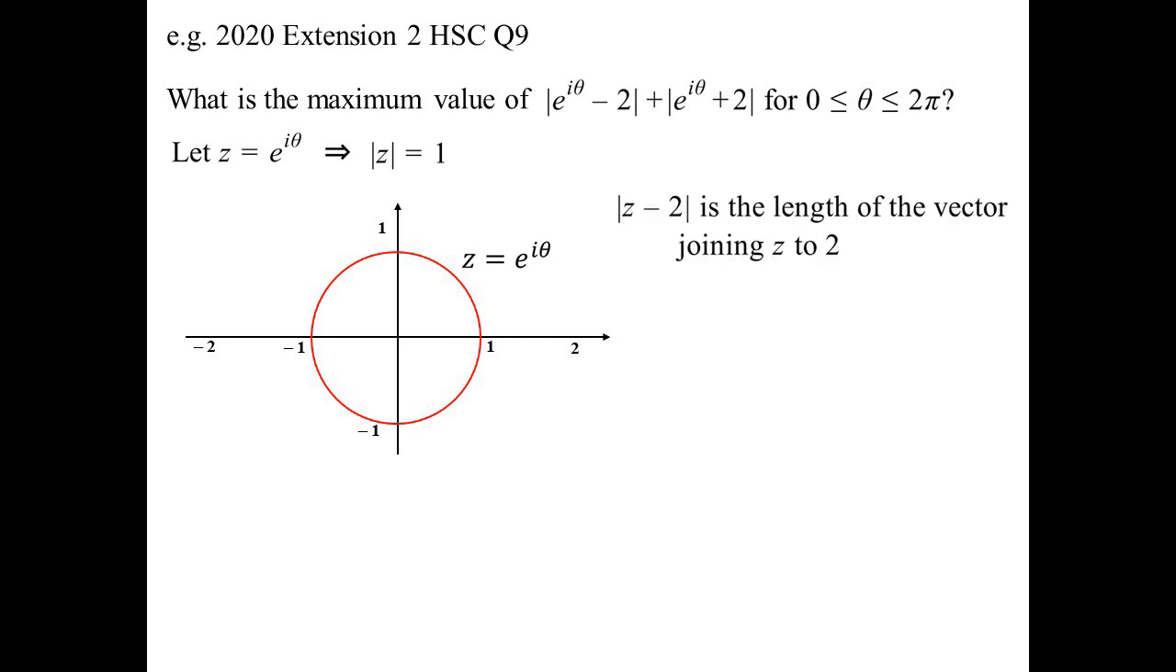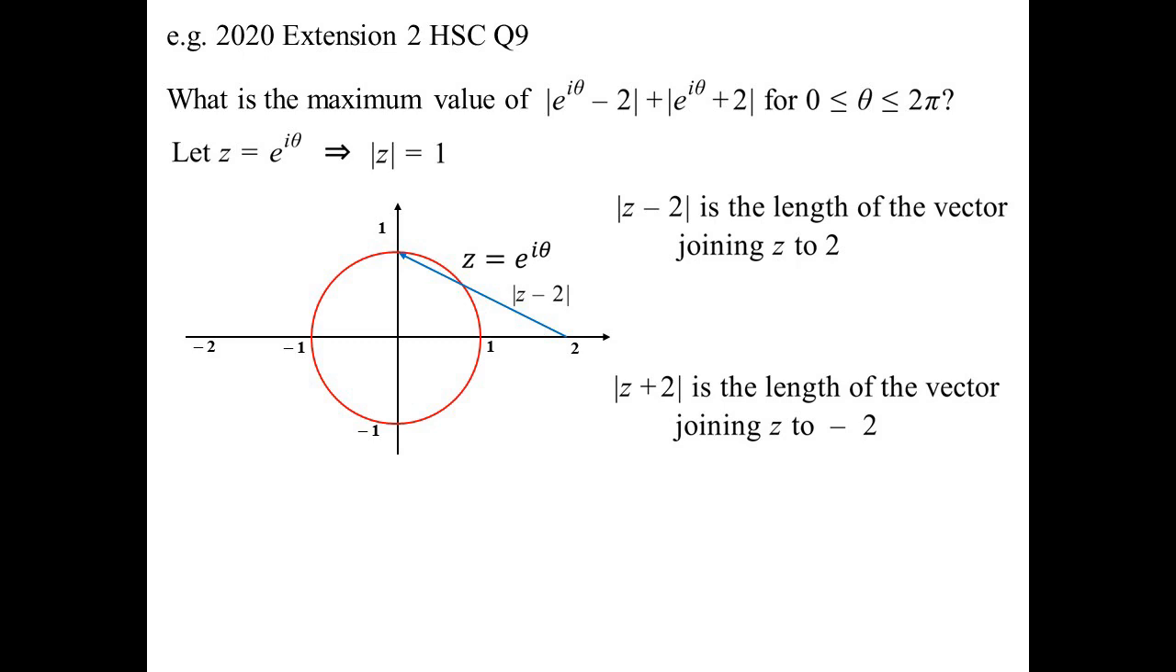Well, the modulus of z minus 2 we know is the length of the vector that joins z to 2. There's an example of one of them. Remember, it could be any point on the circle. Modulus of z plus 2 would be the length of the vector joining z to negative 2. Now, it's got to go to the same point because whilst I can pick any random point, they've got to go to the same point.